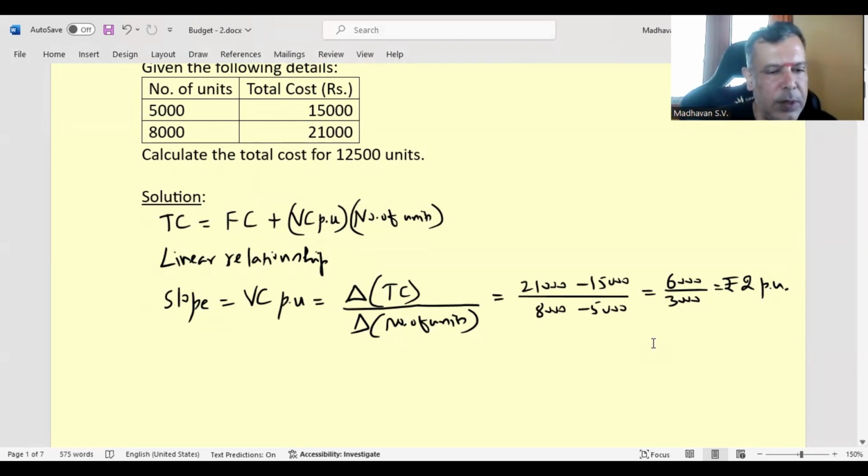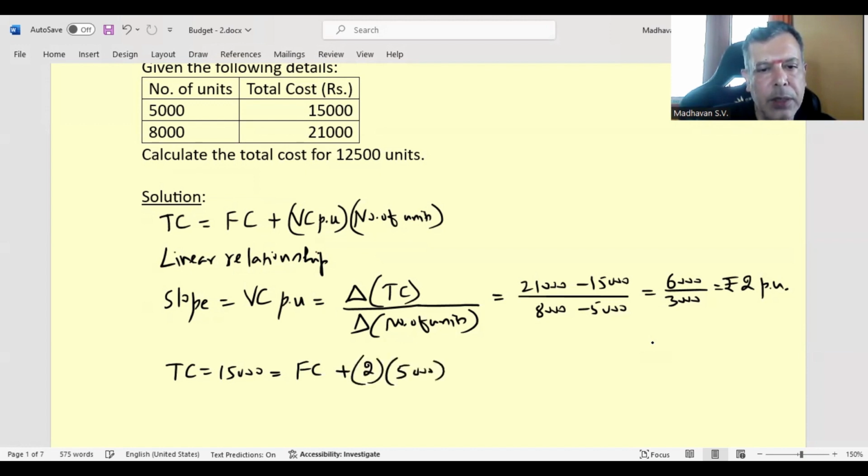Now we can find out the fixed cost. For example, total cost is given as 15,000. That we know is fixed cost plus variable cost per unit, which is 2 rupees, times number of units, which is 5,000. That means our fixed cost will be 15,000 minus 10,000, and that is 5,000. So we got the fixed cost.